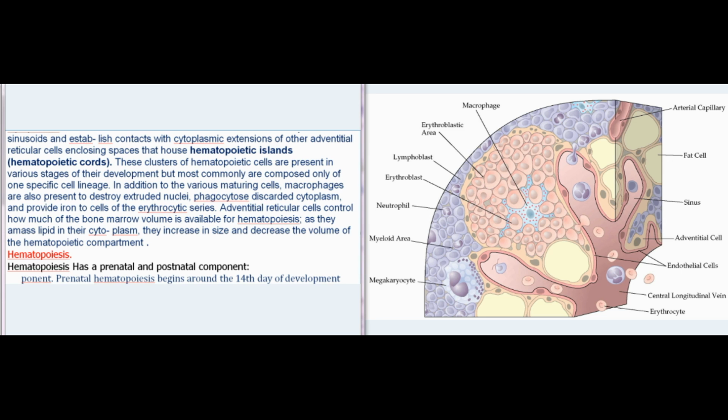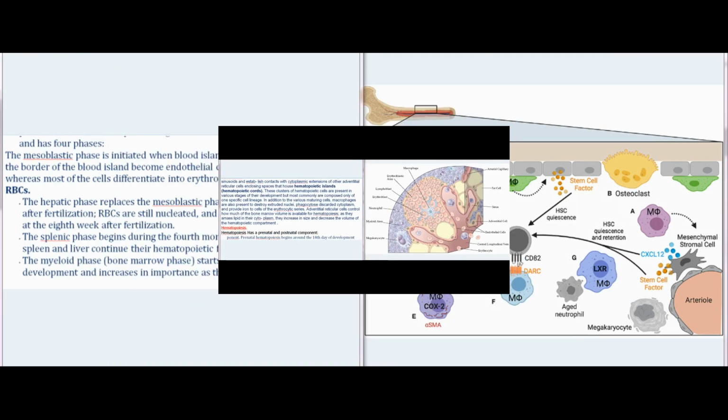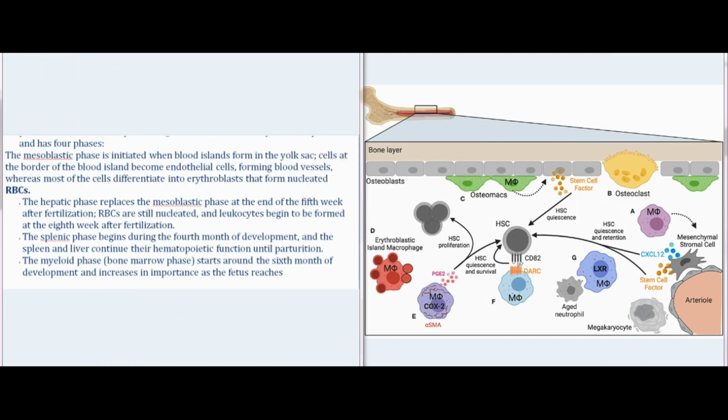Prenatal hematopoiesis begins around the 14th day of development and has 4 phases. The mesoblastic phase is initiated when blood islands form in the yolk sac. Cells at the border of the blood island become endothelial cells, forming blood vessels, whereas most of the cells differentiate into erythroblasts that form nucleated RBCs.